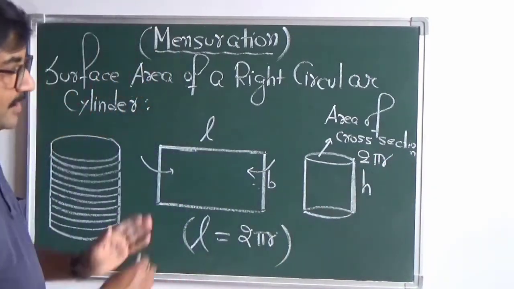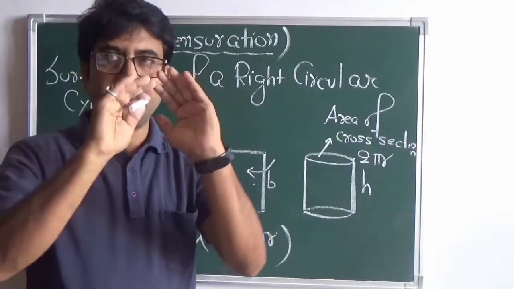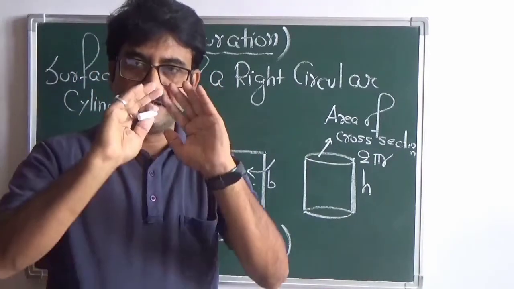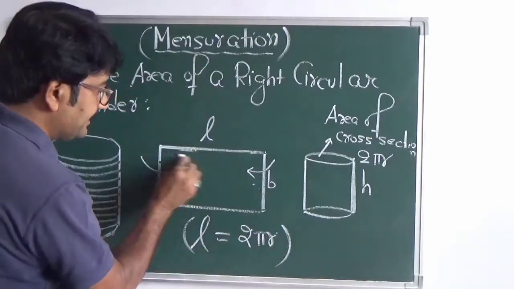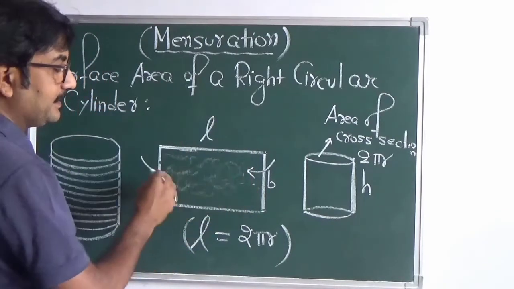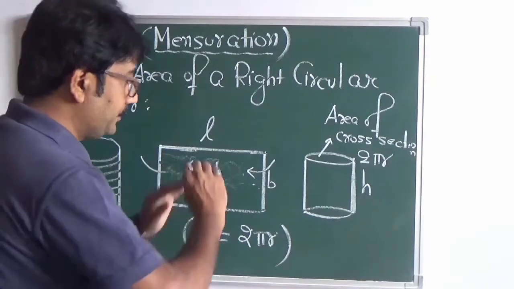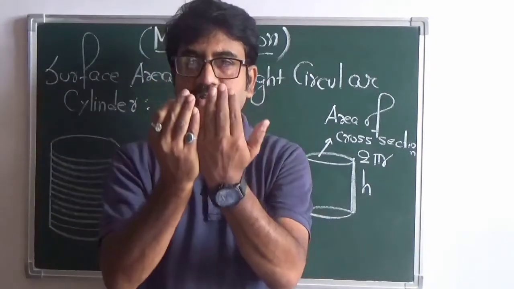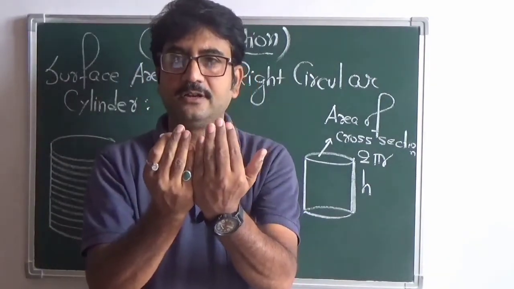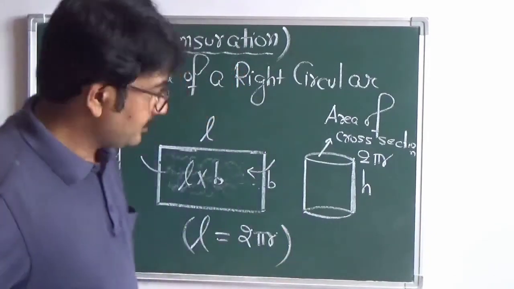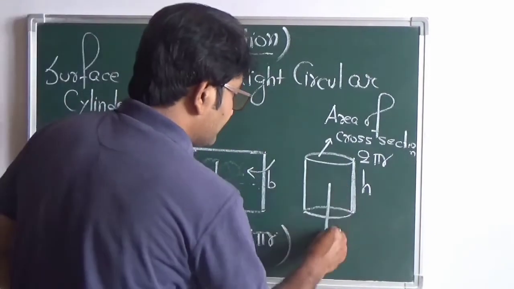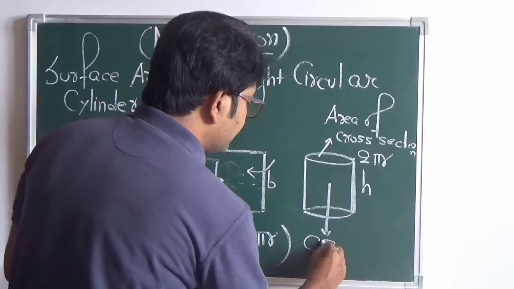Now you say this is the rectangular sheet of paper, shaped into the cylindrical form. So this surface is the area of this. What is the area of the rectangular sheet of paper? L into B. Now if you cover this and give it the shape of a cylinder, then that surface is called the curved surface area.